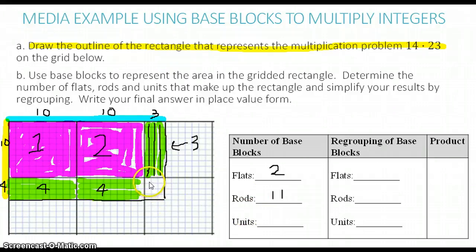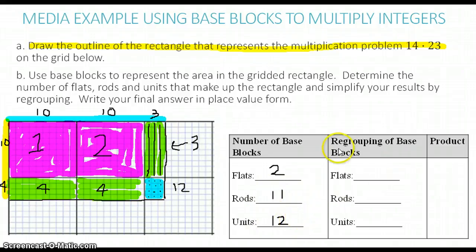And now let's count the units. So each one of these is a unit. 1, 2, 3, 4, 5, 6, 7, 8, 9, 10, 11, 12. Why don't we highlight that in blue? So this was 12 units. So that means the area of our rectangle, which is also the product of 14 and 23, contains 2 flats, 11 rods, and 12 units.